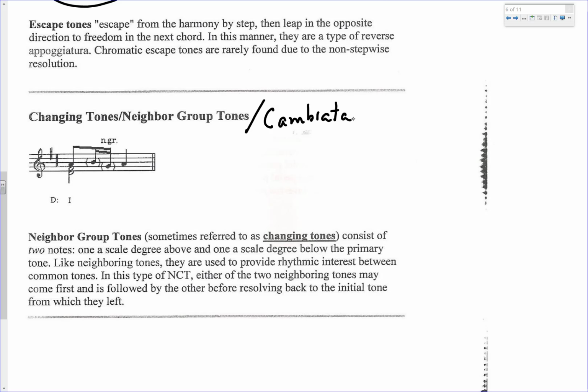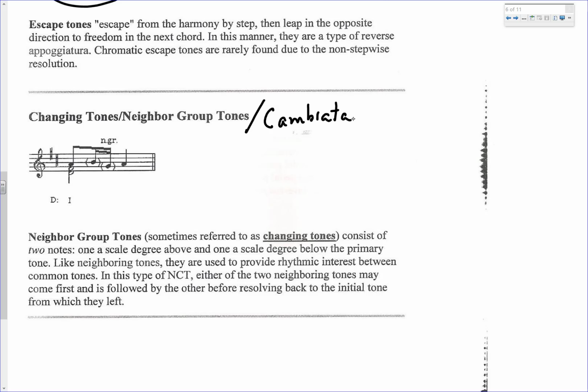Let's read together where it says neighbor group tones. Remember, sometimes referred to as changing tones, or now we know cambiata, consist of 2 notes, one a scale degree above and one a scale degree below the primary tone. Like neighboring tones, they are used to provide rhythmic interest between common tones. In this type of non-chord tone, either of the 2 neighboring tones may come first and is followed by the other before resolving back to the initial tone from which they left.